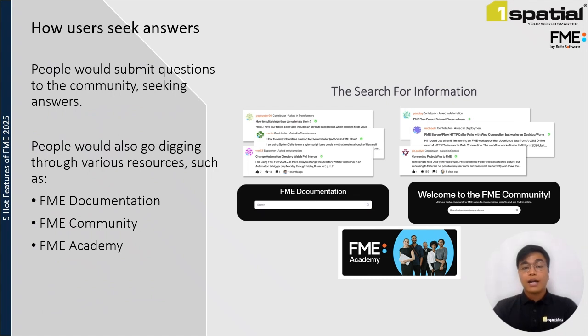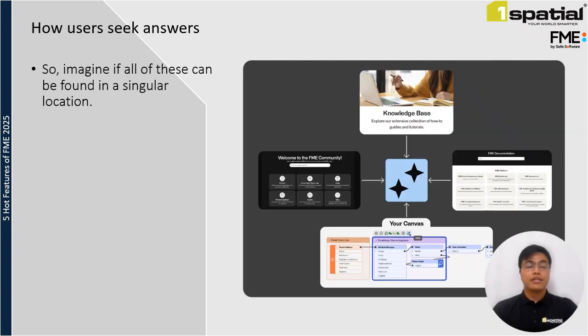Moving on, so how do users seek answers? People would submit questions to the community seeking answers. They will also go digging through various resources such as FME documentation, FME community, FME academy. So that's the usual process when users encounter some issues with their FME processes. So imagine if all this can be found in a singular location. Something that can be accessed in FME Workbench and also have an awareness of what is required based on your canvas. So sounds familiar, right?